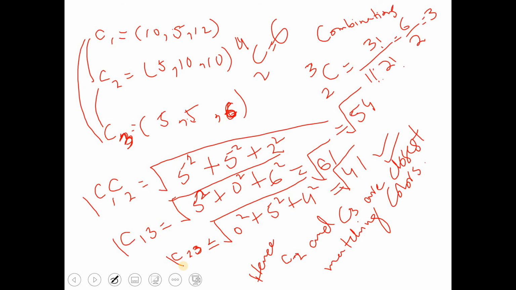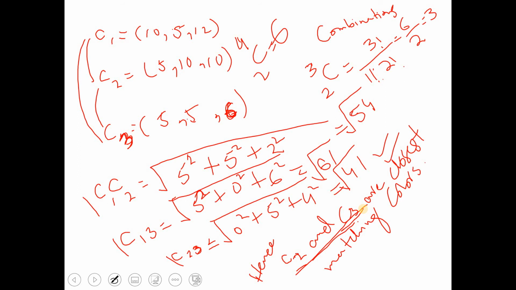Okay, here you had 3, so you will compare all of them. No matter how many there are, you have to calculate all of them. Finally, the answer is a must. You will write clearly the answer, what you conclude. So here you conclude that C2 and C3 are the closest matching colors. Clear? I hope this is clear.